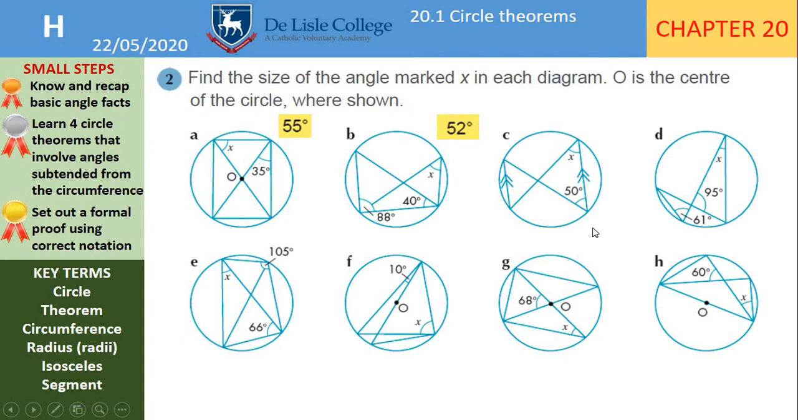Question C, we've got parallel lines, so that's key here. So angles in the same segment gives us this as 50 degrees, and then it's alternate angles. So X is 50 degrees. Question D, angles in the same segment gives us 61 degrees for this angle here, and then angles in a triangle gives us X is 24 degrees.